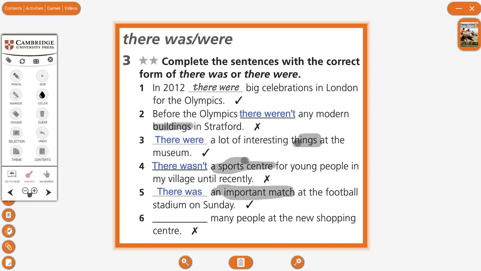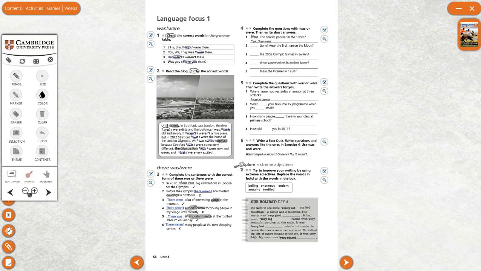And the last one, 6. Blah blah. This is a negative statement, so we have to use the same: there wasn't or there weren't. Many people. Blah blah blah blah. Many people at the new shopping center. People is plural form, so we have to say there weren't. There weren't many people at the new shopping center. Now you can check your answer, please. Okay, I passed the other exercise.